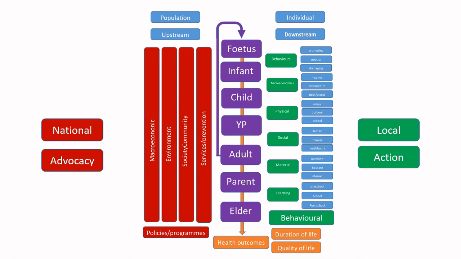The more individual downstream interventions are listed on the right in green. Interventions might include everything from improving housing stock, reducing crime, improving the natural environment, and greater access to locally produced foods. When planning interventions locally, it's important to create a synergy between the various strands in order to maximize effect.